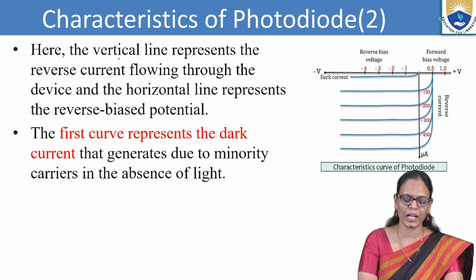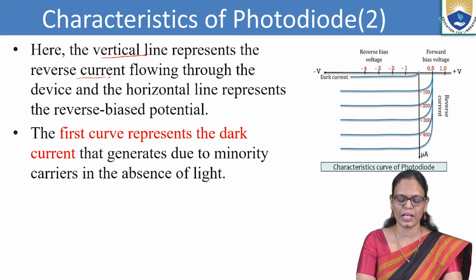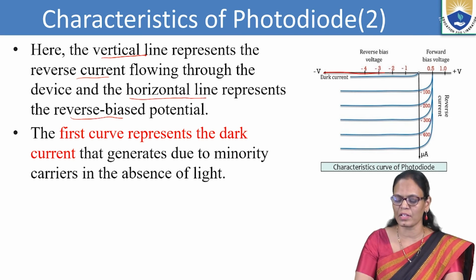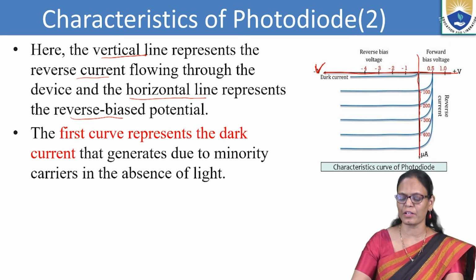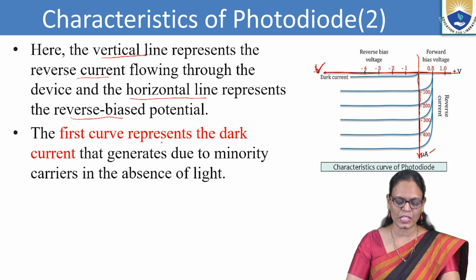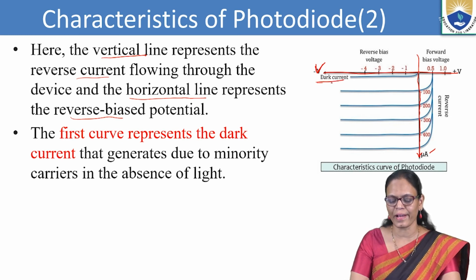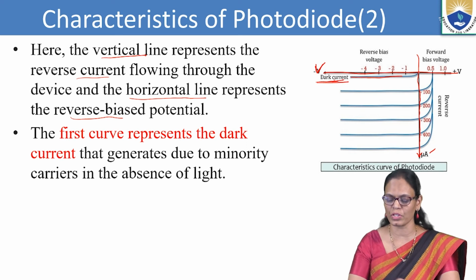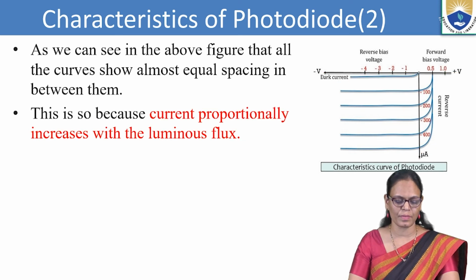So what the vertical line represents is the reverse current, and what the horizontal line represents is the reverse bias. This is the horizontal line. It represents the reverse biased potential V. And this is the vertical line. What the vertical line represents is the reverse current. And the first curve is representing the dark current. So this curve represents the dark current, which is due to the minority carriers.